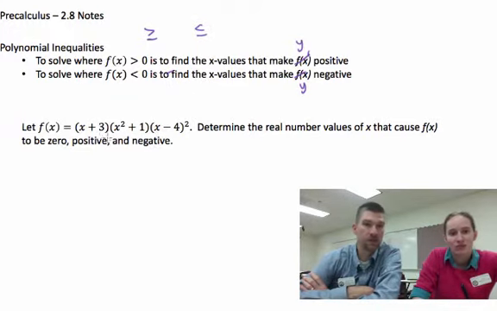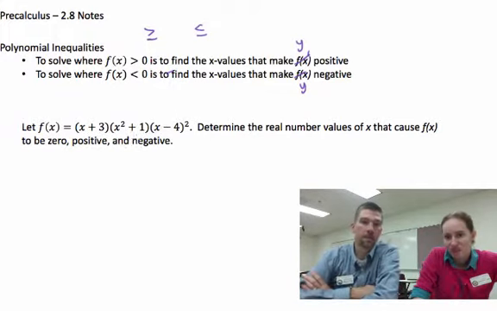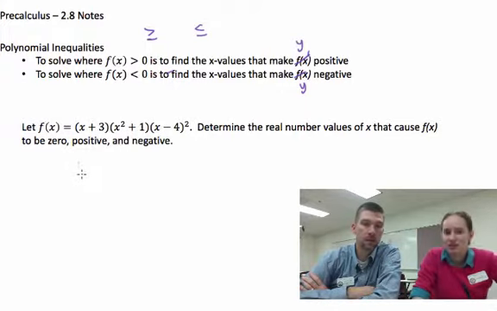Let's do it. Example number 1, let f of x equal all of this. Determine the real number values of x that cause f of x to be 0, positive, and negative.